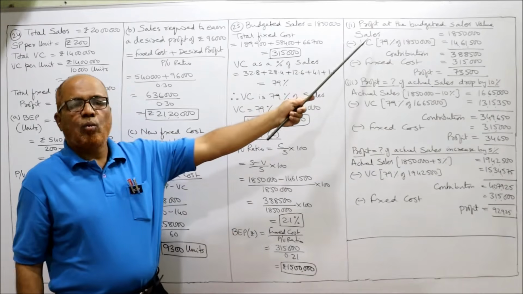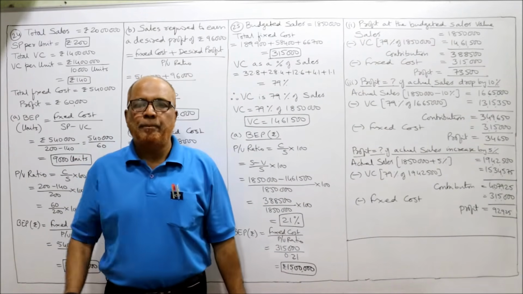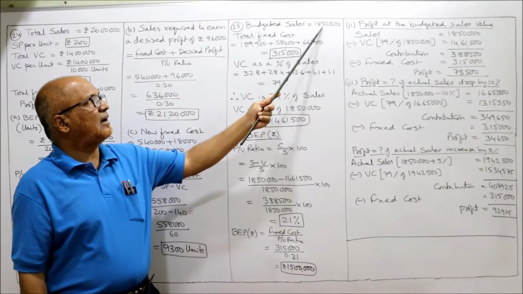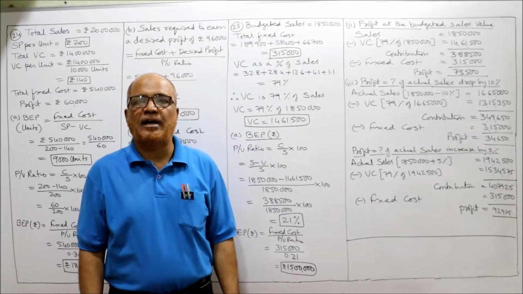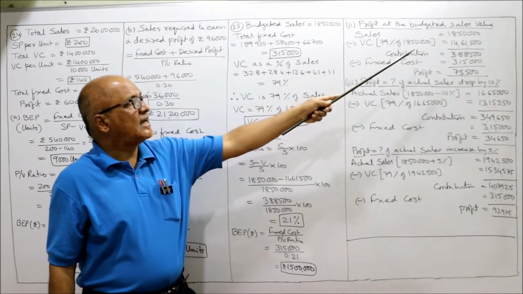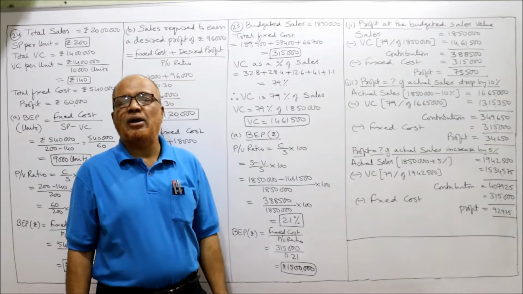Now second question. What is the profit at the present budgeted sales volume? Present budgeted sales are 18,50,000. Now how much profit will come on this sales value? So sales 18,50,000. From sales we subtract variable cost.